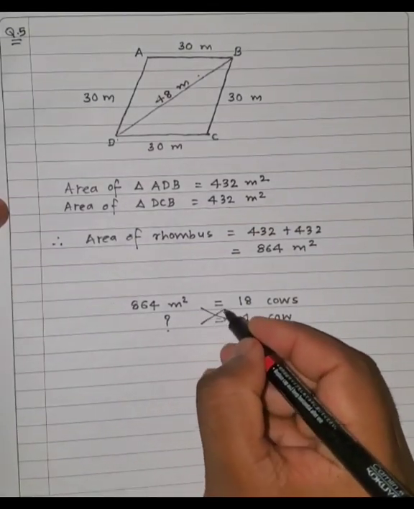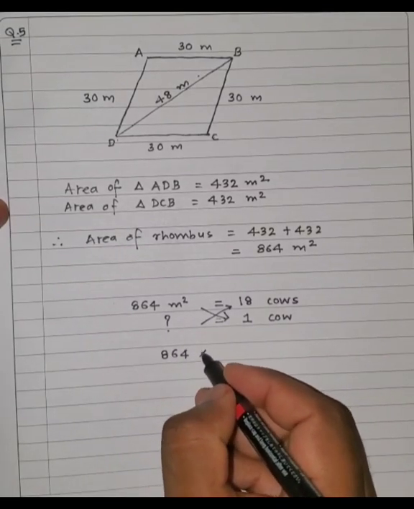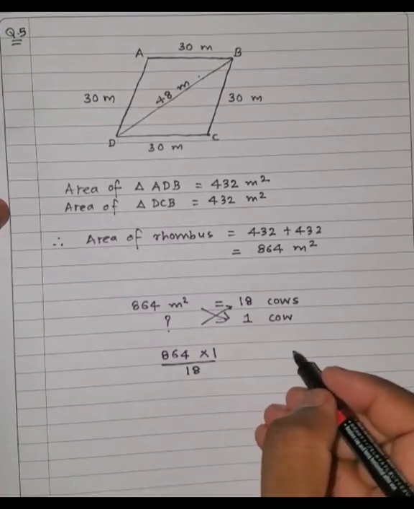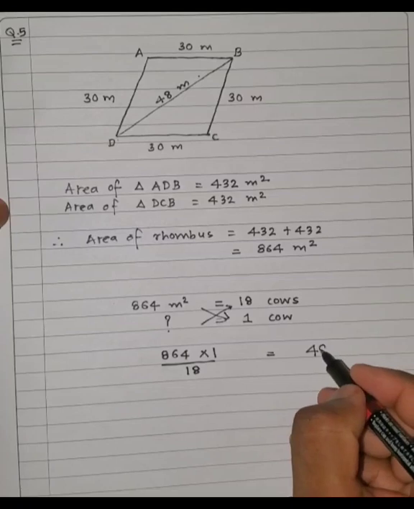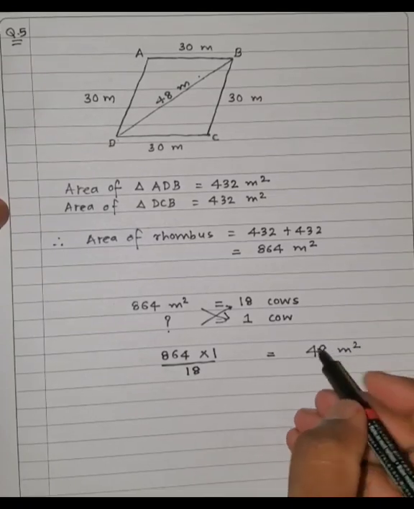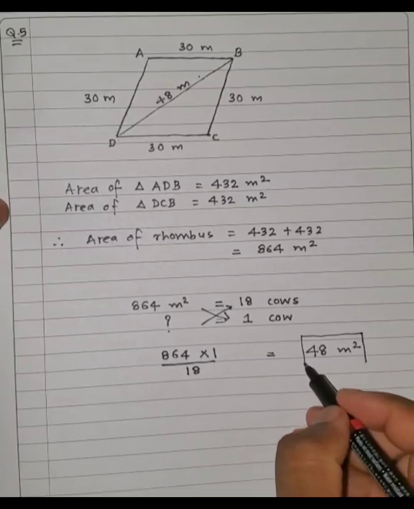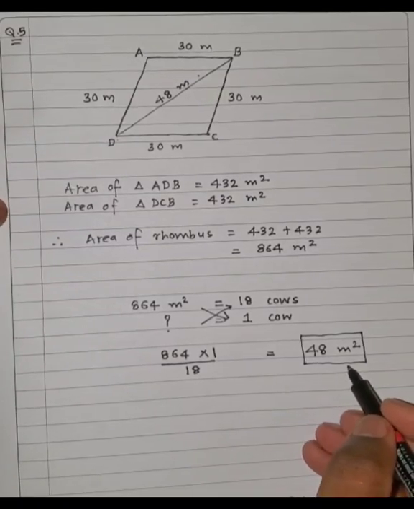So all that we have to do is cross multiplication, 864 into 1 divided by 18. So on solving this, you'll realize that the answer is 48 meter square. So every cow will get an area of 48 meters square for grazing. This sums up question number 5.